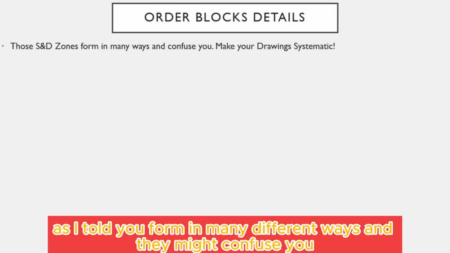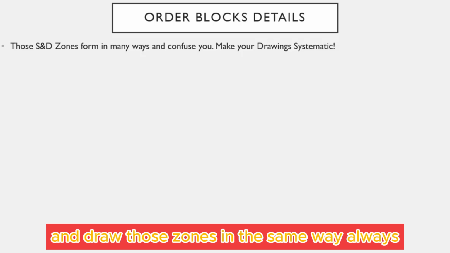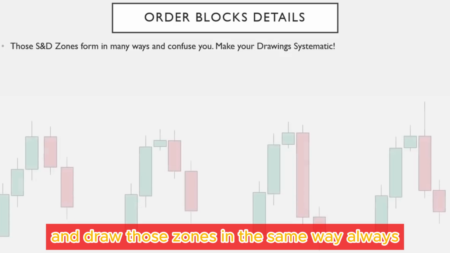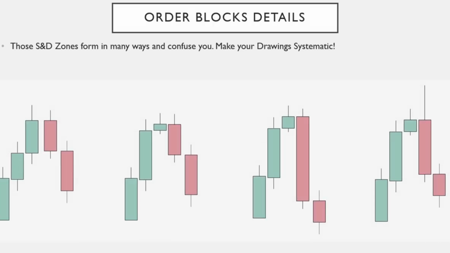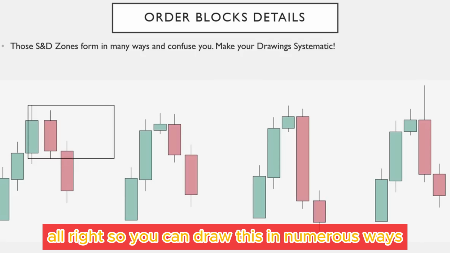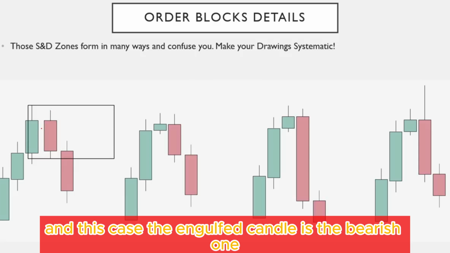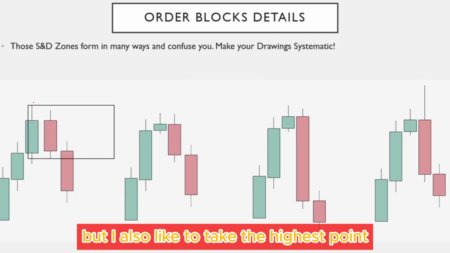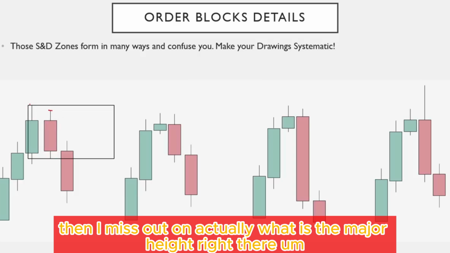The zones, as I told you, form in many different ways, and they might confuse you. So I want you to make your drawings systematic and always draw those zones in the same way. I've picked a couple of examples here. You can draw this in numerous ways. There is one way to draw it. Usually what you take is the engulfed candle, and in this case, the engulfed candle is the bearish one. But I also like to take the highest point, because if I just take it from here, then I miss out on the major high right there.